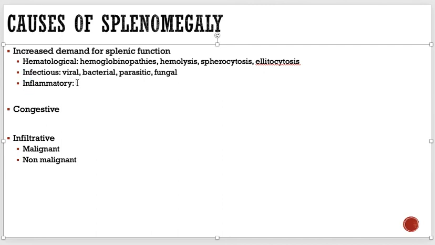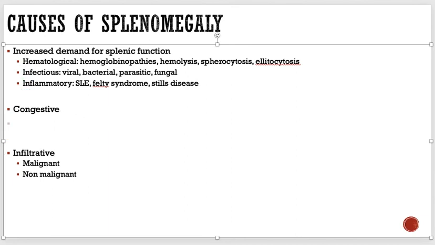Inflammatory conditions: systemic lupus erythematosus, sarcoidosis you can put in this one. Then there is Felty syndrome. Again, when you study rheumatology, you will know what that is. There is Still's disease, which I already taught you in pediatrics. All of these can cause it.